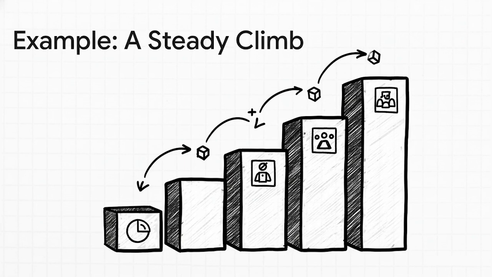Okay, let's make this real with an example. So our series starts at 26. That's our A. Now how do we get from 26 to 29? Well, we add 3. How about from 29 to 32? We add 3 again. It's constant. So our common difference, our D, is 3. This is your classic, steady, ascending AP.